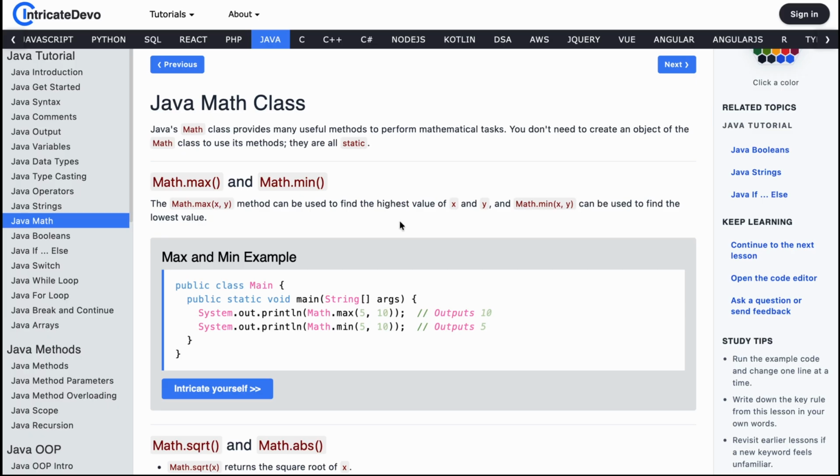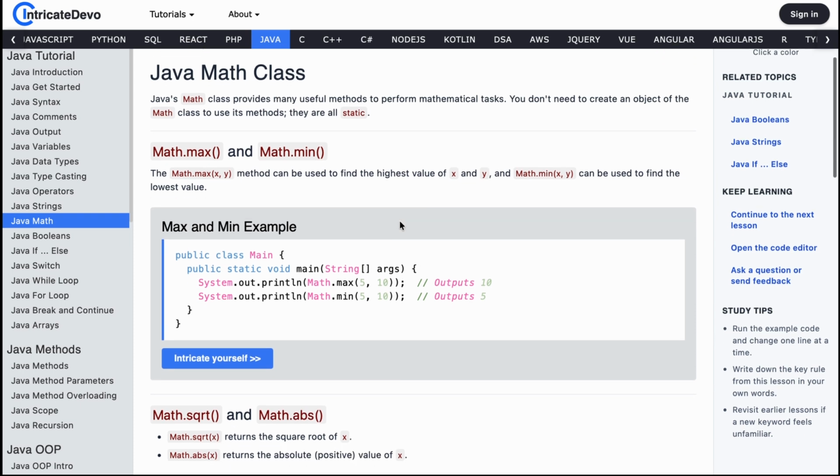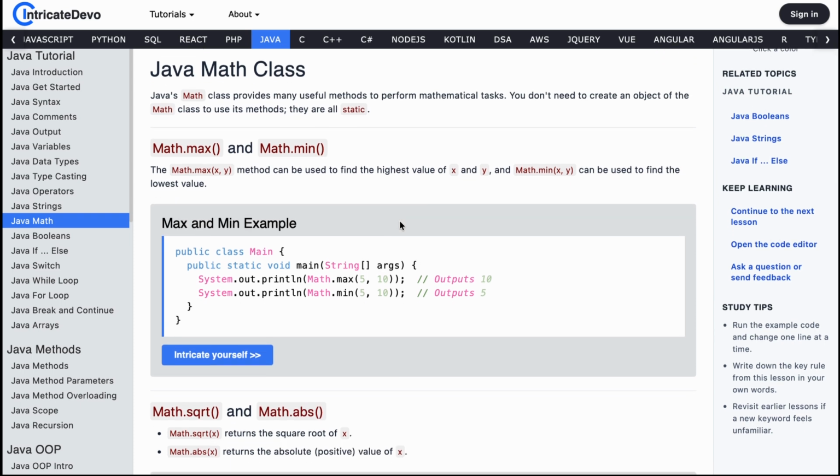Hey everyone, today we're looking at Java's Math class, your built-in toolkit for crunching numbers. But before we look at the code, here is the absolute best part about it. You don't need to instantiate it. Meaning, you never have to type new Math. Why? Because all of its methods are static. They're just sitting there ready to work. You just call Math dot something and you're good to go.